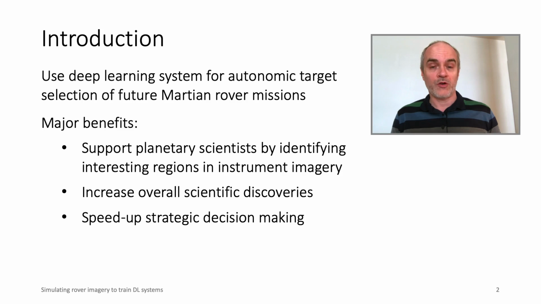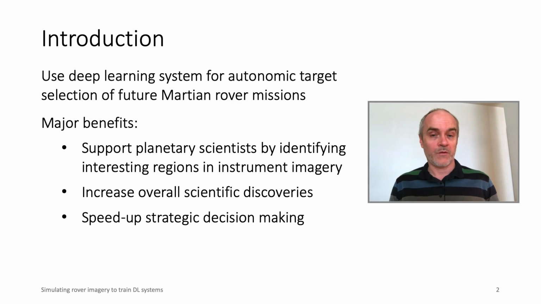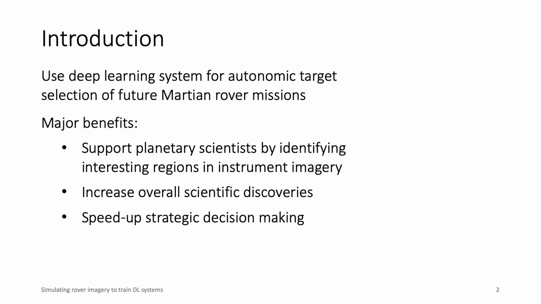It promises two major benefits. First, such a system would support planetary scientists by detecting and highlighting interesting regions in instrument imagery. This might include features easily overlooked, thereby increasing the overall scientific discoveries. Second, it should speed up mission operation planning by helping to decide where the rover should go next.